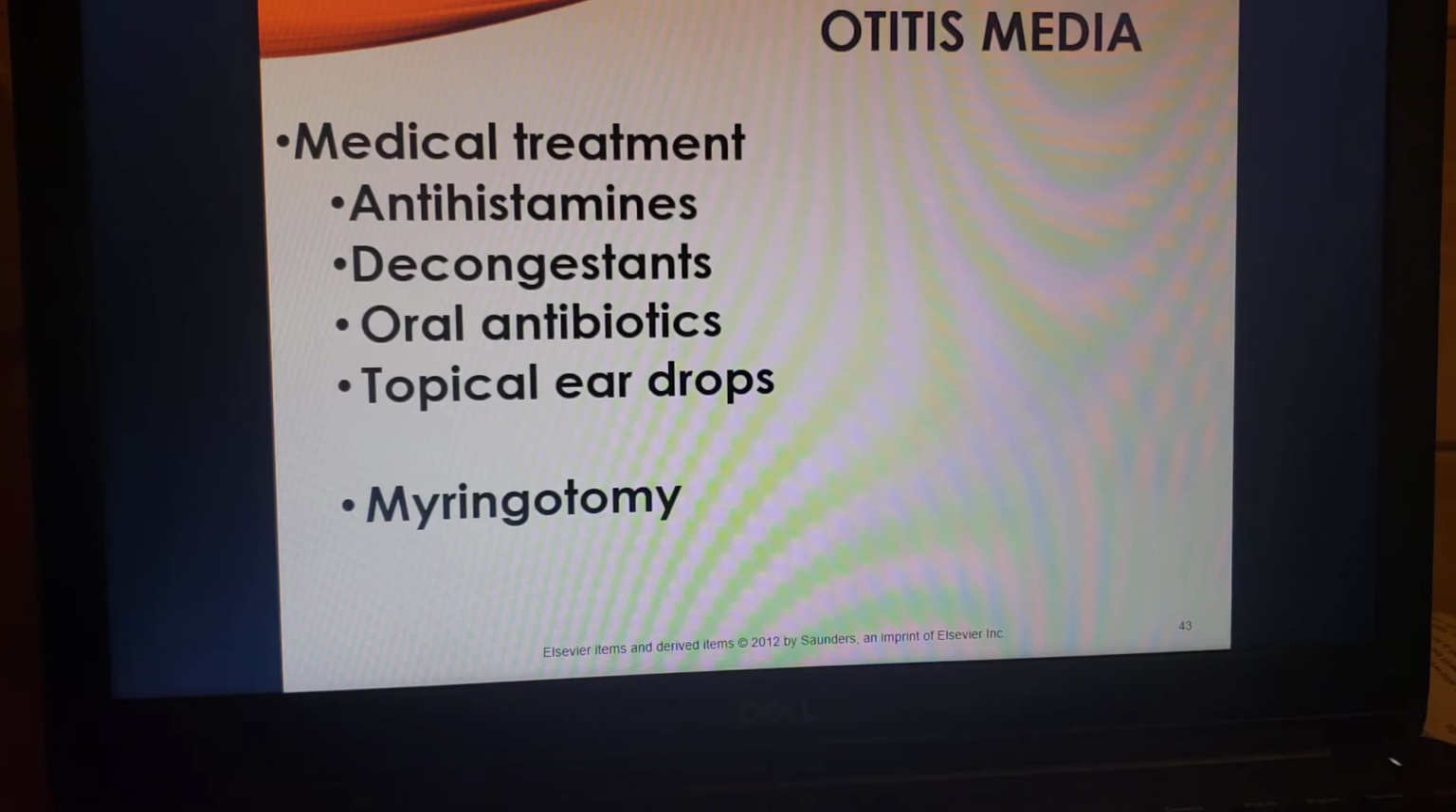Surgical treatment is a myringotomy, in which they put an incision into the eardrum. It treats patients who have repeated episodes of otitis media, or who are having issues with that extra fluid not reabsorbing into the body. The incision in the eardrum helps relieve the edema and the pressure.